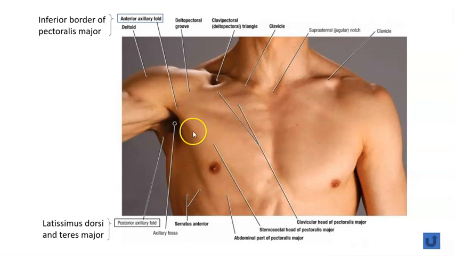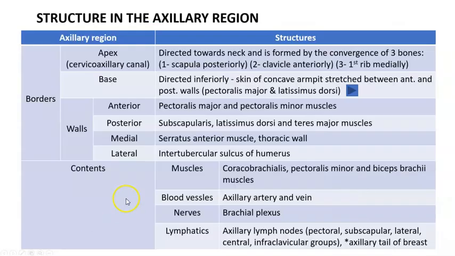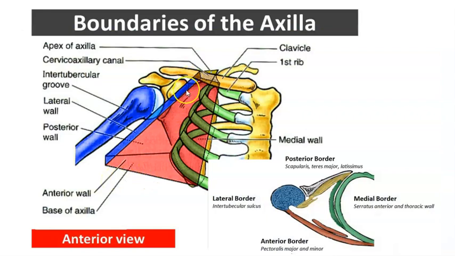Okay, and we have covered the apex of cervical axillary canal, base, and the walls and content. Better we use pictures lah. Okay, for the wall, it has 4 walls: anterior, lateral, posterior, and medial. Okay, for the anterior wall, this is the sagittal section.